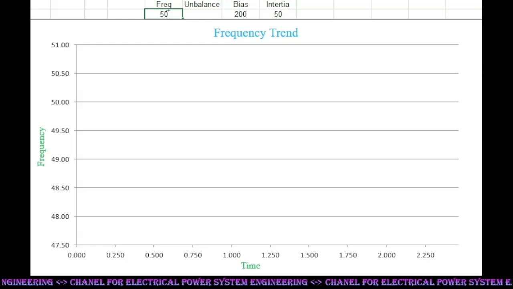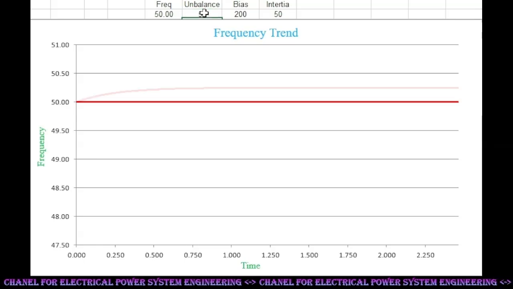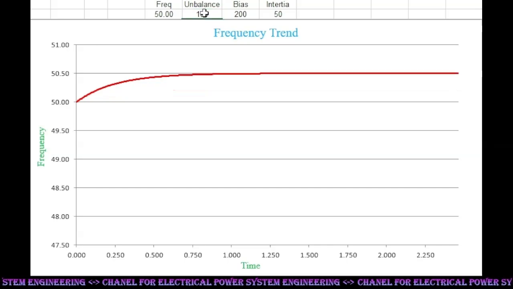Now let the operating frequency be 50.00 Hz. Frequency is stable as unbalanced power is 0. Frequency rises when unbalanced power is positive, that means power injected is more than power drawn. Frequency rise depends on surplus power injection. More is the surplus, more is the frequency rise.